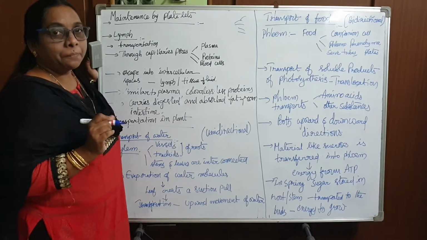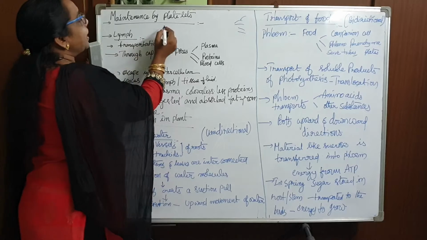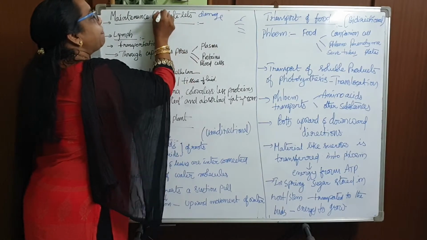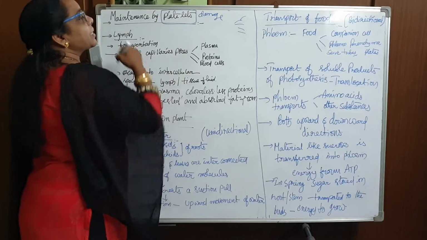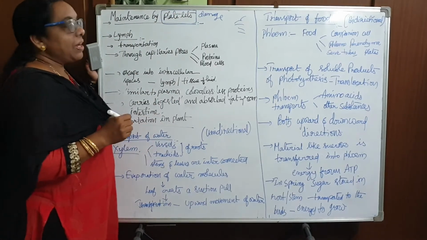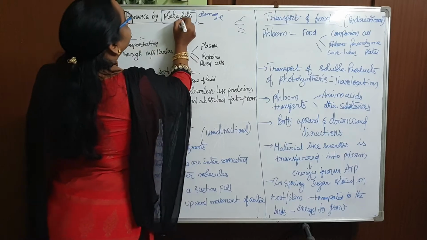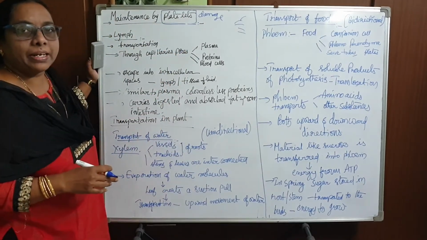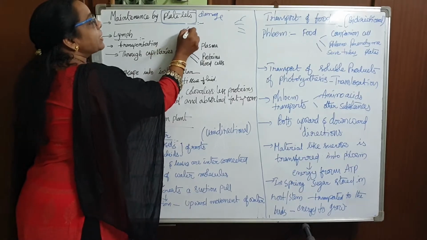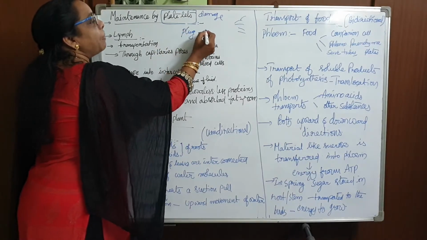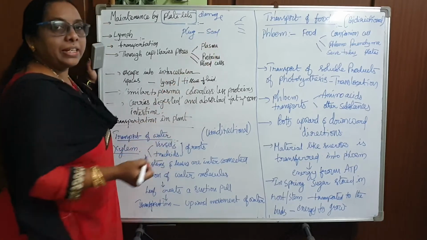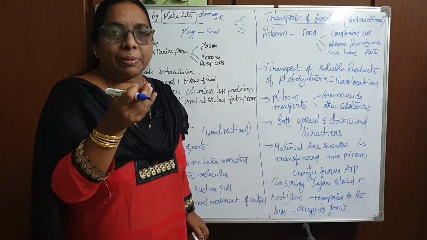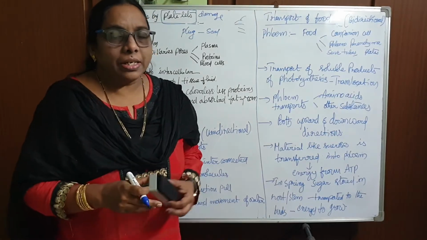That is the process. In case the capillaries get damaged, what will happen? Immediately these blood platelets automatically reach that particular area, and they form a plug, or we can call it a seal. They seal that particular gap, leakage, or crack in the capillaries.